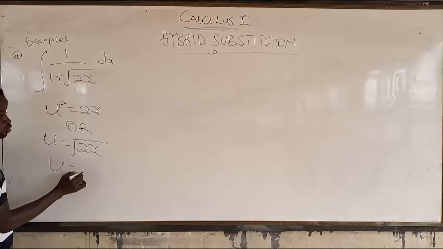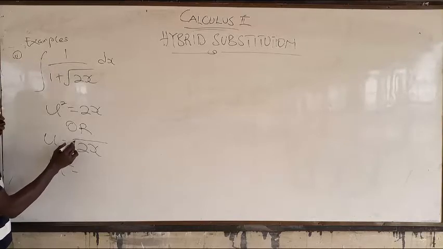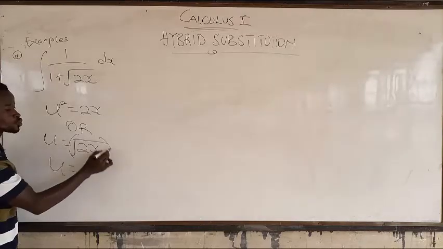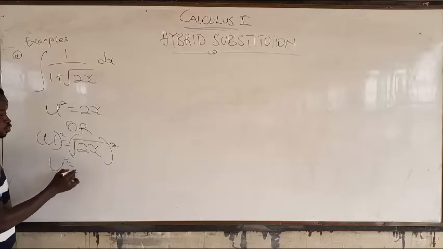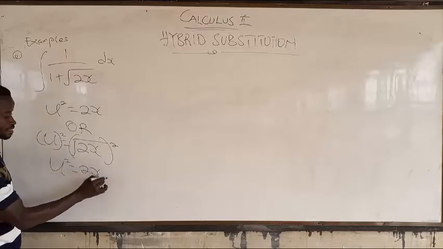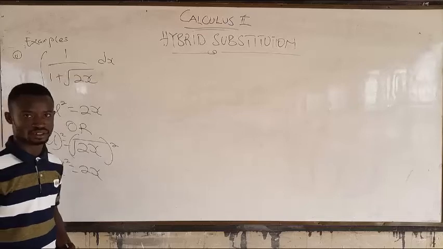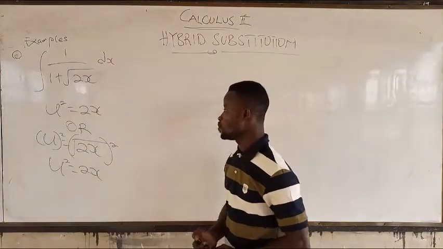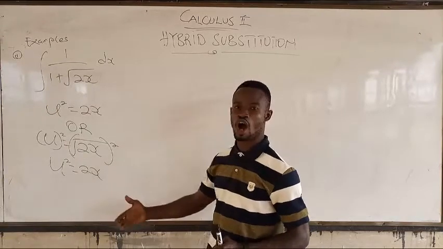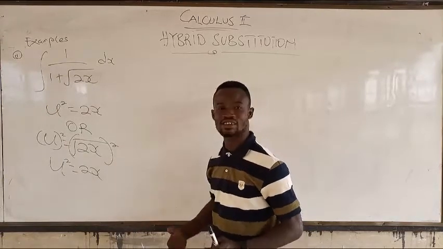Then u is equal to, or to remove the roots, what will you do? You square both sides. So you get u squared is equal to 2x. It's still the same thing. How can we see that? Very good. So we remove the root before we take our derivative.